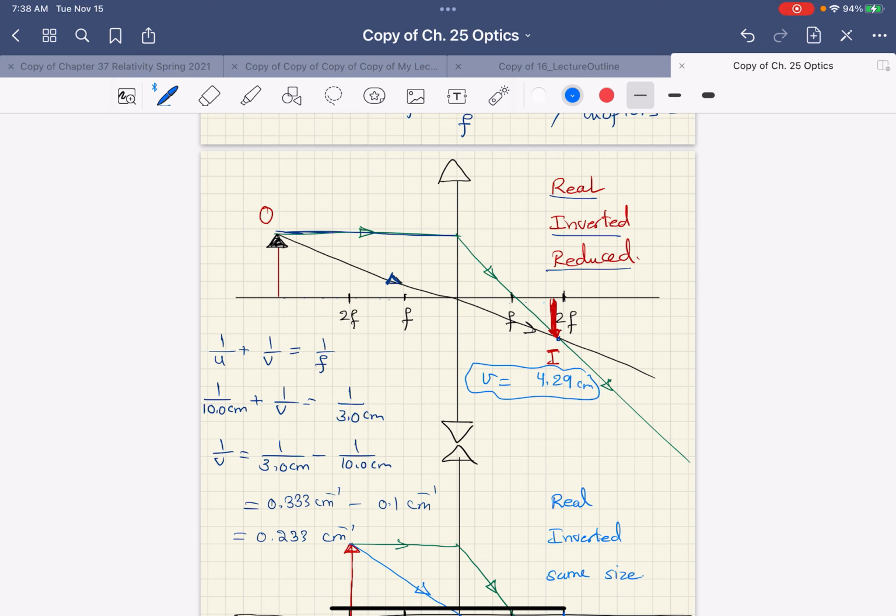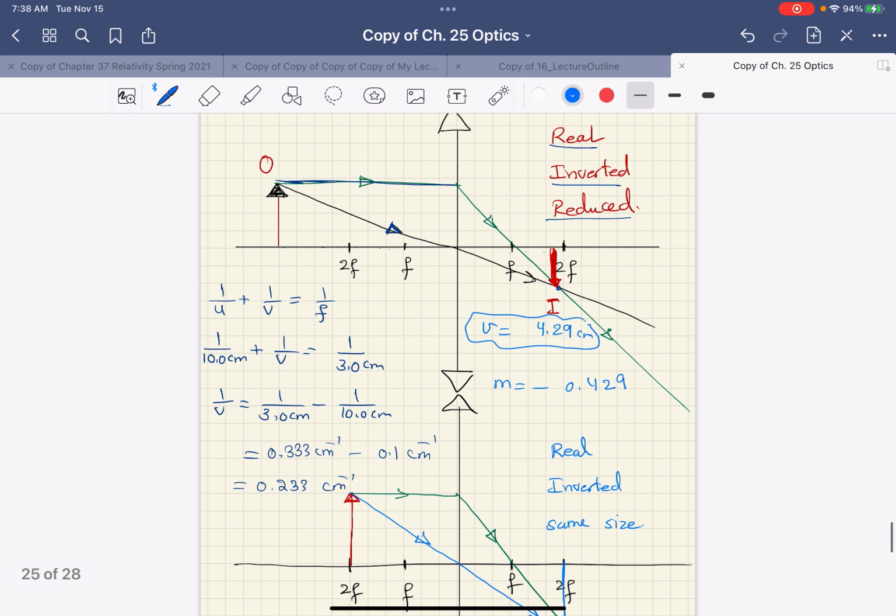Okay. And what I can do is divide by 10 to get the magnification, and the magnification here is negative 0.429, which means that the image is going to be reduced. It is inverted because it is negative, and it is real, inverted and reduced.